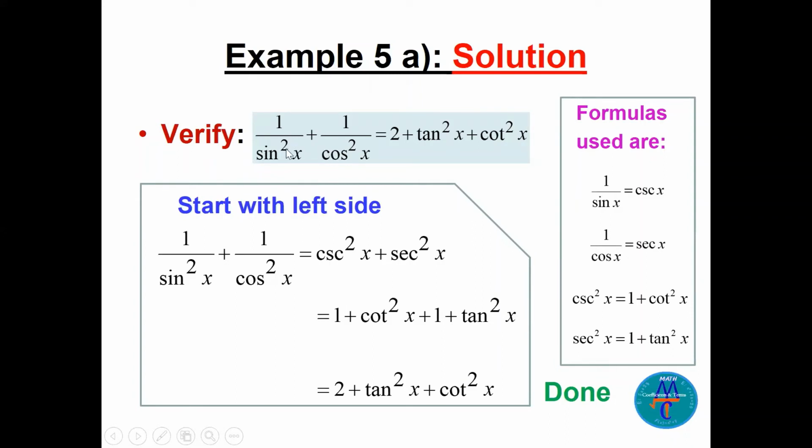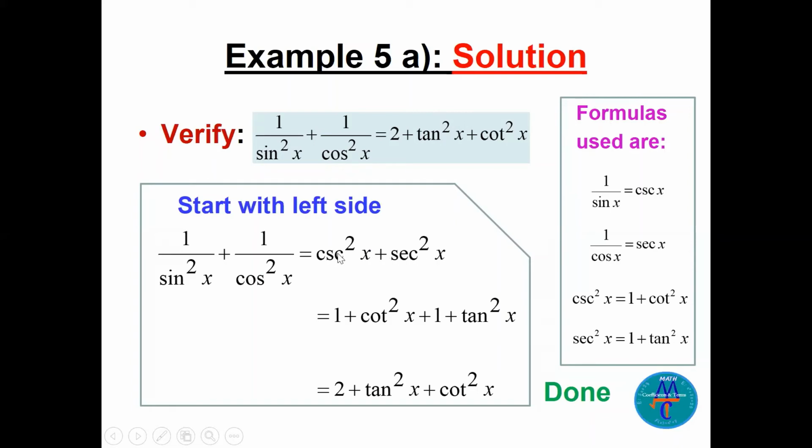See, 1 over sine squared of x. I know that these are the formulas used. See, it should be in your memory, in your mind. 1 over sine of x is cosecant of x. So I put here cosecant squared because I have already squared. 1 over cosine squared of x, so that will be secant squared of x.